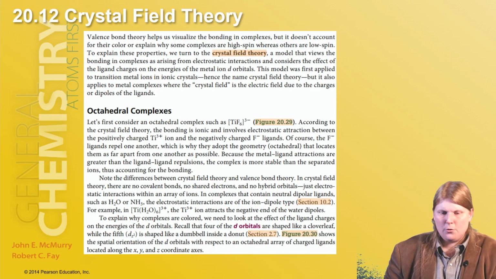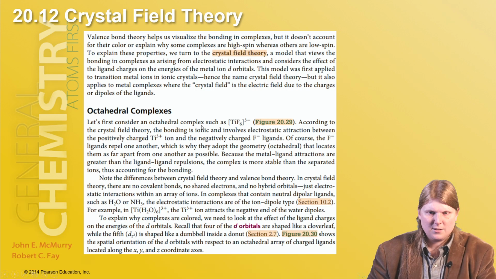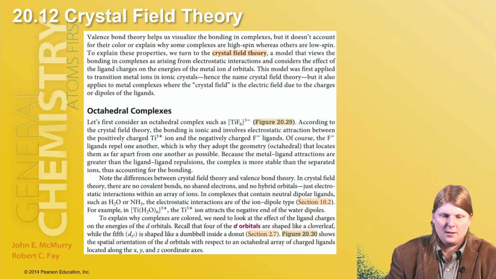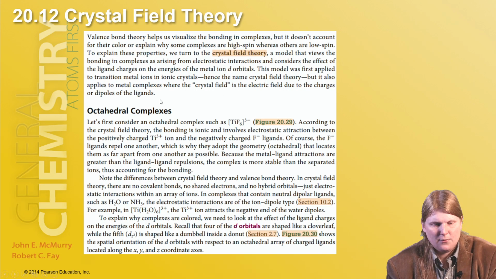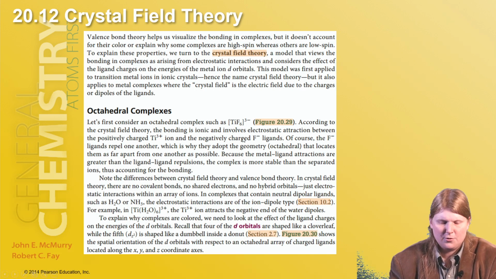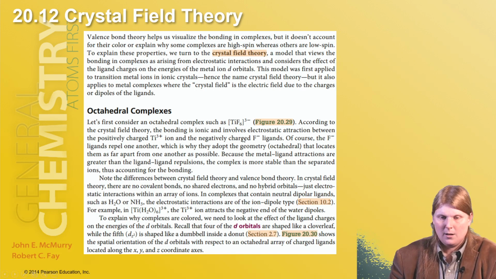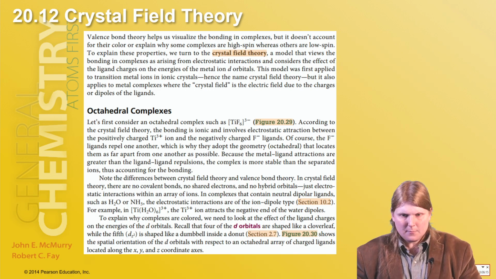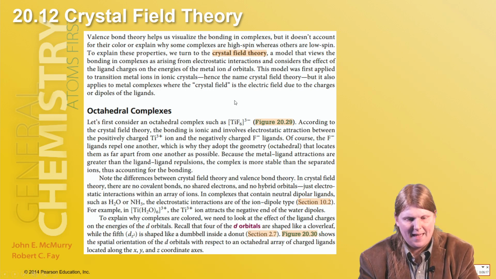So now we'll delve a little further into crystal field. This is one of our last topics here. Crystal field theory looks at bonding in complexes as arising from electrostatic interactions and considers the effect of ligand charges on the energies of the d orbitals, right? So this is where the d orbitals can split. And we talked a little bit about this when we looked at the spectroscopy at the end of the last section. So here we're going to look a little more closely at that in particular.